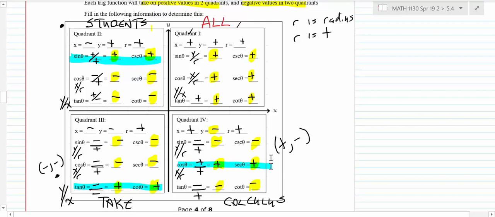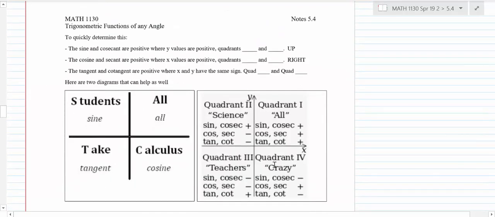All students take calculus. What it means is everything's positive in quadrant 1. Quadrant 2, it's the sine that's positive, and its reciprocal, but everything else is negative. In quadrant 3, take is the tangent, and then quadrant 4, C is the calculus. So what's positive in quadrant 2 is sine, and then tangent in quadrant 3, and then cosine in quadrant 4. So you can do that if you want to. That's not the way I do it. I'll show you how I figure this out on the next page. That's information that you want to know.